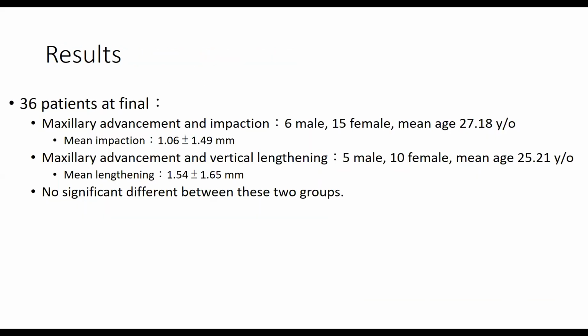For the results, 36 patients were finally enrolled in the study. For the impaction group, there were 6 male and 15 female with the mean age of 27 years old and mean impaction about 1.06 millimeter. For the lengthening group, there were 5 male and 10 female with the mean age of 25 years old and mean lengthening about 1.54 millimeter. Age and gender distributions were not significantly different between the two groups.